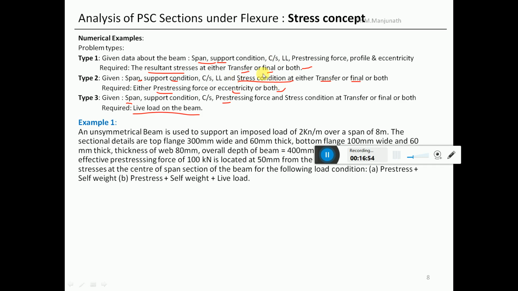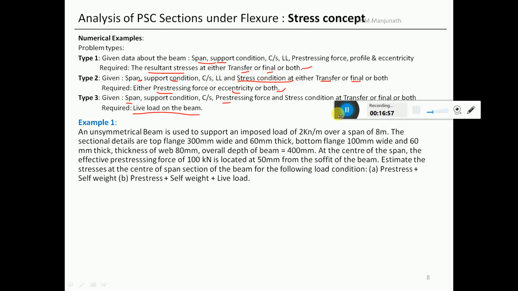So here this is the first example where we have an unsymmetrical beam. It has to support a superimposed load of 2 kilonewton per meter over a span of 8 meters, and the cross section of the beam is an I section having a top flange 300 mm wide into 60 mm thick, bottom flange 100 mm wide into 60 mm thick. The web is 80 mm thick.